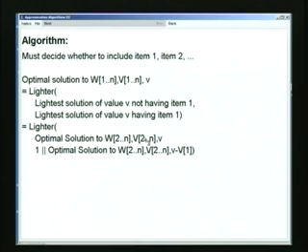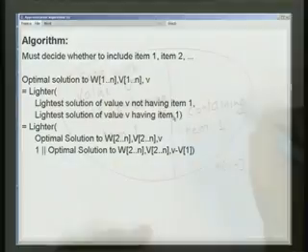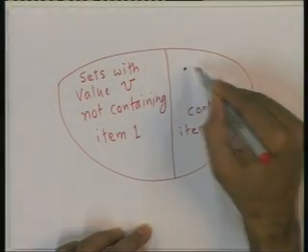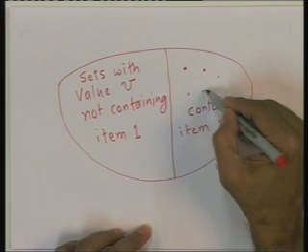So, notice that this is interesting, this is useful, because we are heading towards a recursive solution. So, a solution to this is being expressed in terms of a solution to a smaller problem. That is always good news. What about this? We want the lightest solution of value v having item 1. So, we are looking at this set. We know that at this set of sets, this part of the solution space, every set over here contains item 1.